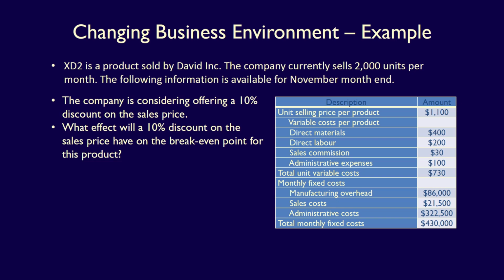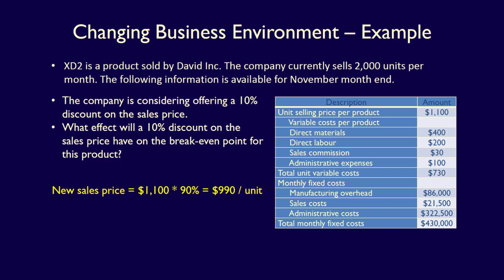First, let's assume that David Inc. is considering offering a 10% discount on the sales price of their product. What effect will a 10% discount on the sales price have on the break-even point for this product? First, the new sales price would be equal to $1,100 multiplied by 90%, which is equal to $990. We used 90% because 100% minus the 10% discount is equal to 90%.